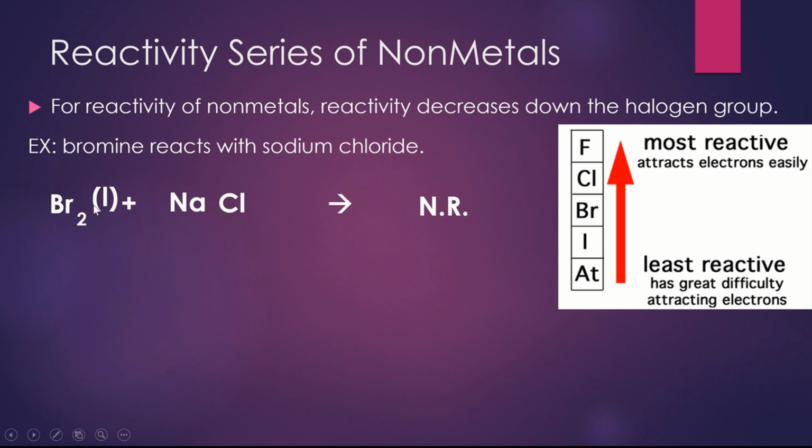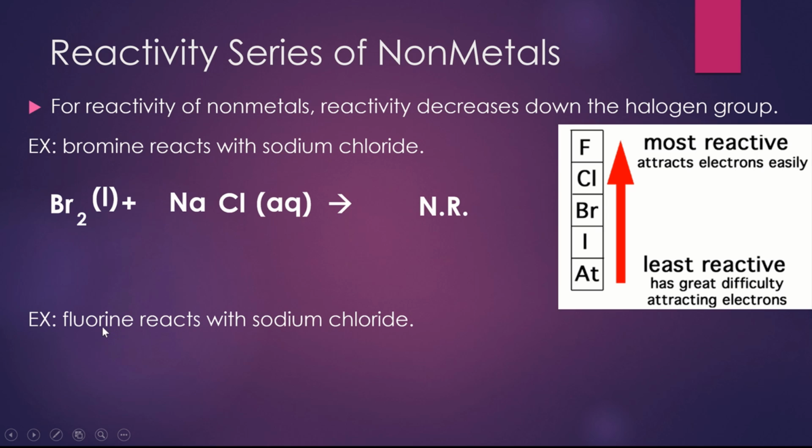Doesn't mean we don't have to add in our states of matter. Bromine is one of the 2 naturally occurring liquids on the periodic table. So we put liquid. Sodium chloride, aqueous. Sodium chloride, that's table salt. Hopefully we're all familiar with the fact that sodium chloride is soluble. It will dissolve in water. So to symbolize that, we put AQ for aqueous.